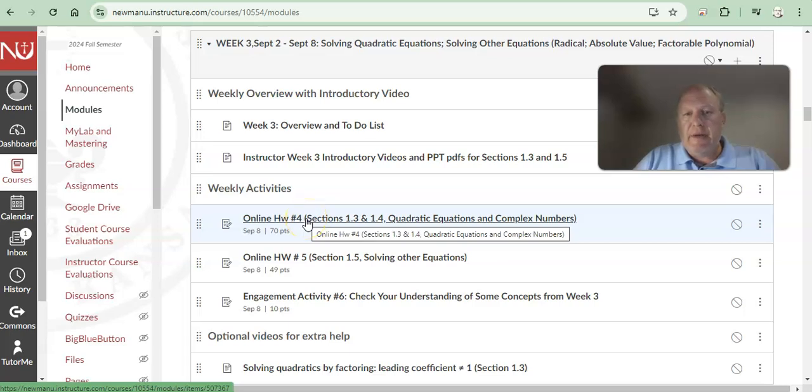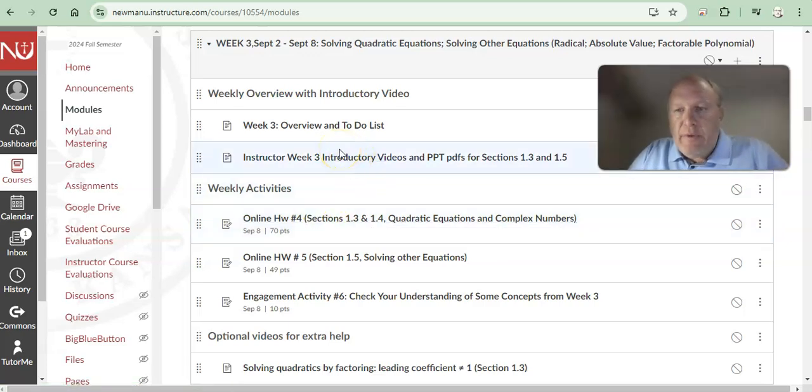This time I'm going to talk about week number 3. Specifically, I'm going to talk about section 1.3 in your homework. So week 3, much like weeks 1 and 2, looks about the same. You have your overview and to-do list. Make sure you take a look at that.